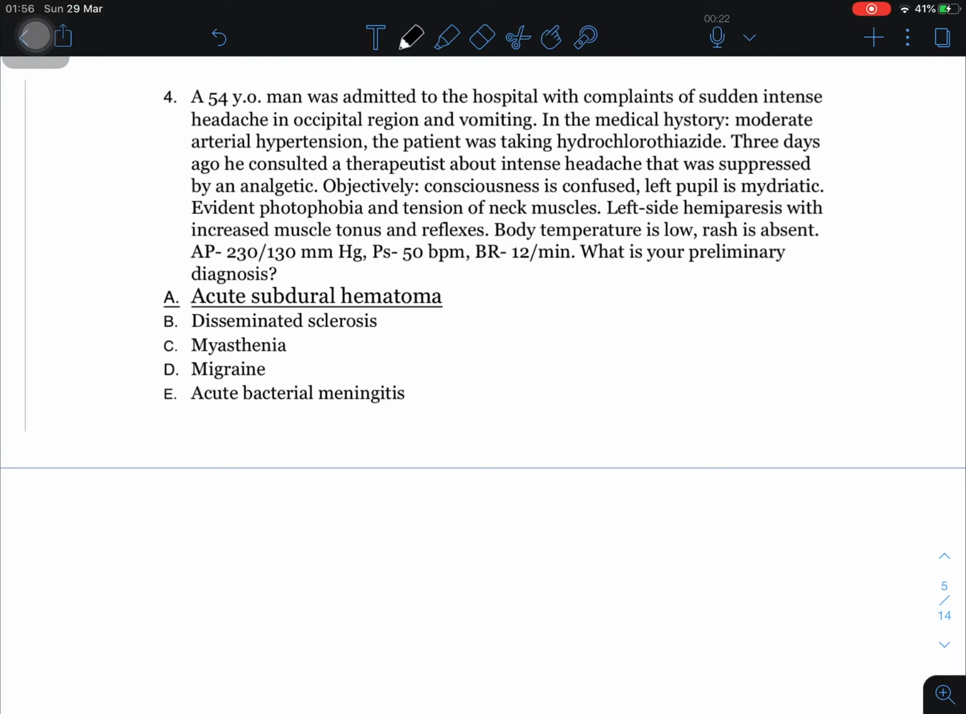Right, so we were discussing question number 4. Question number 4 says that a 54-year-old man was admitted to the hospital with complaints of sudden intense headache in the occipital region, right? And the patient is also having vomiting. Now, when I tell you that there is intense headache accompanied by vomiting, you might think the option is migraine. Okay, but let us read the question.